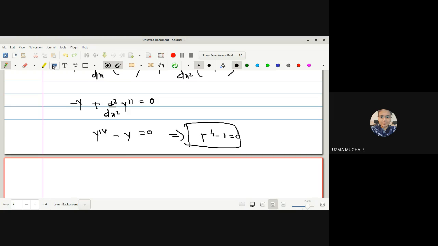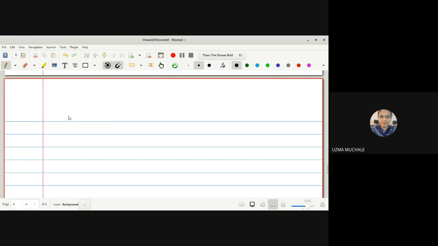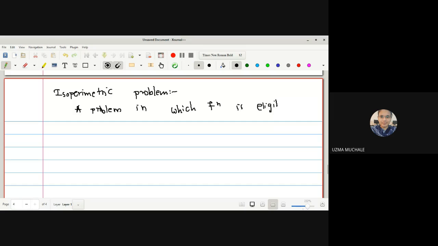Now let us go for the next point, that is isoparametric problem. So what is there in isoparametric problem? A problem in which a function is eligible for extremization of a given definite integral. Okay, I will write down the definition, read the definition carefully. A problem in which the function is eligible for extremization of a given definite integral or extremization of a given definite integral is required.